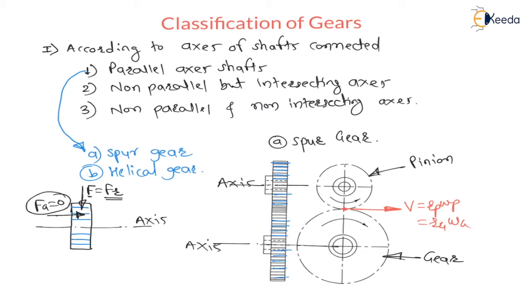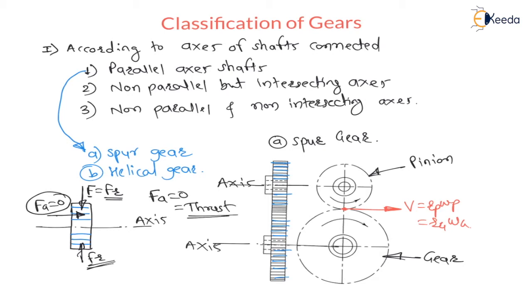This is the main advantage here: axial load, which is called thrust. This is also called axial thrust. In the case of spur gear, thrust is zero. But yes, there is radial load because of the contacting surfaces.